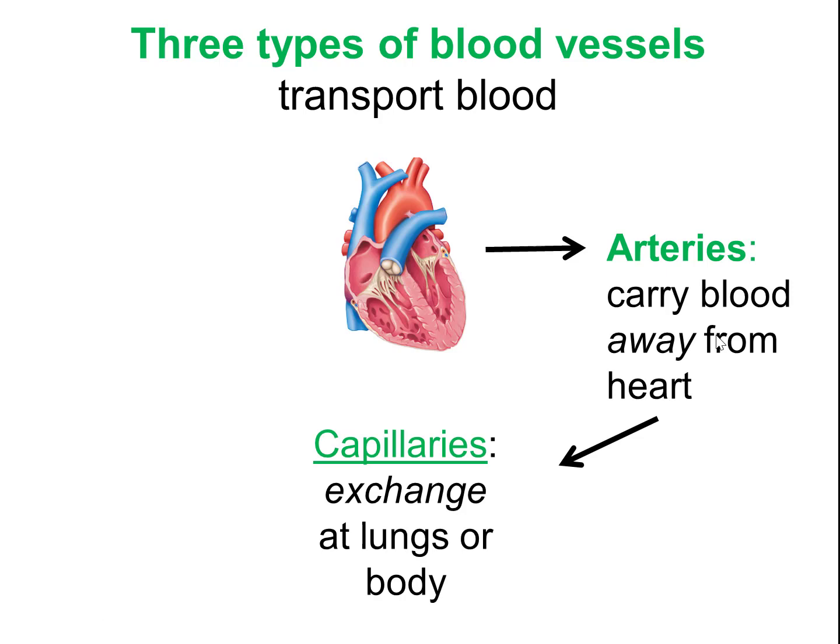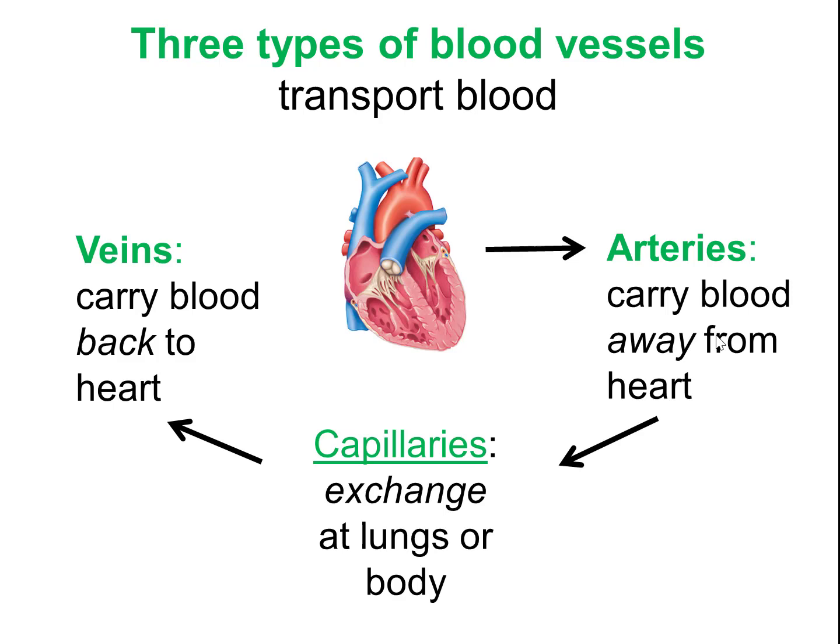Next comes capillaries. So capillaries will exchange anything between the blood vessel and the rest of your body or your lungs. For example, at the lungs, you might need to exchange oxygen and carbon dioxide. That'll happen through capillaries. Or at your body, you also might need to exchange oxygen and carbon dioxide, or maybe some nutrients. That again will happen through capillaries. After the exchange takes place, you're going to use veins. Now the veins' job is to carry the blood back to the heart.